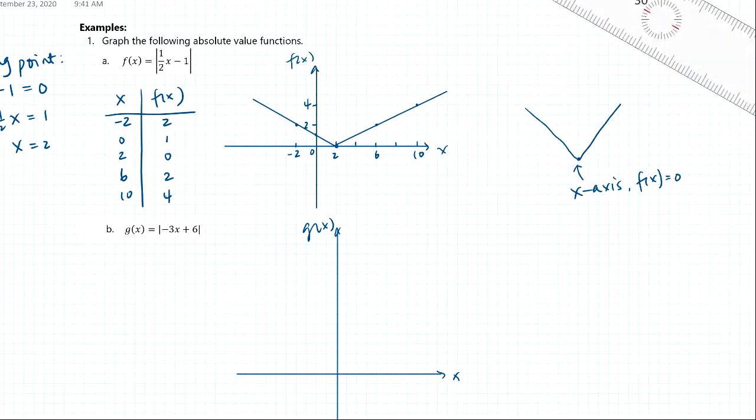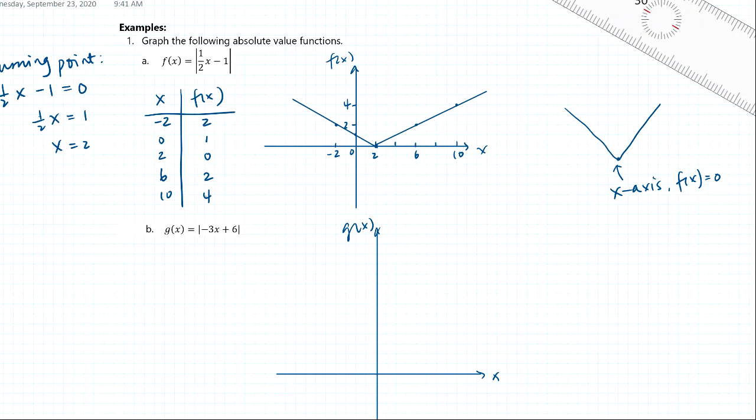So that would be my graph over here once we connect everything, and we would want to draw the arrows to tell us we can keep going on either side. X can take any real number of values, and this is how we create a graph for the absolute value function, by hand.